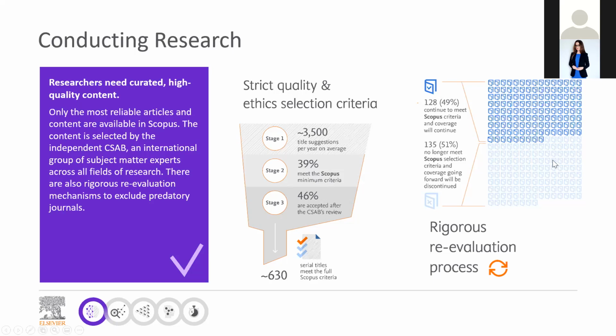In terms of the re-evaluation process, this is an example from last year. You can see that from the journals we were checking, which were already indexed in Scopus, we were just checking if they still meet the criteria that we have. Around 51% of them are no longer indexed in Scopus, which means that they are simply not active journals.